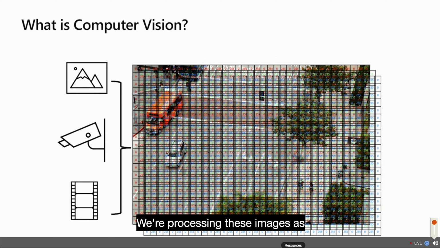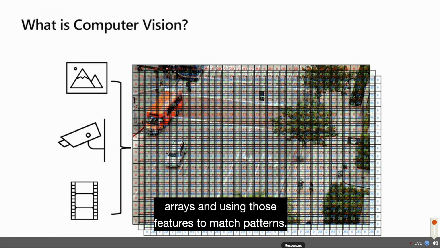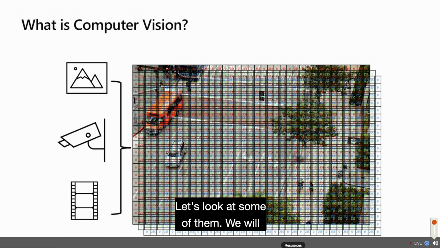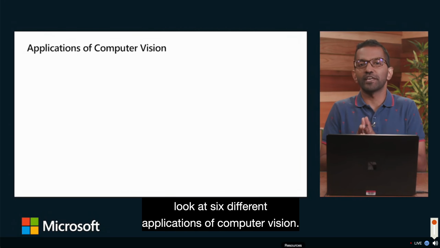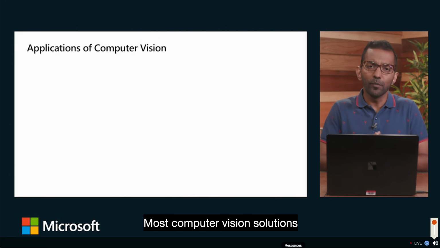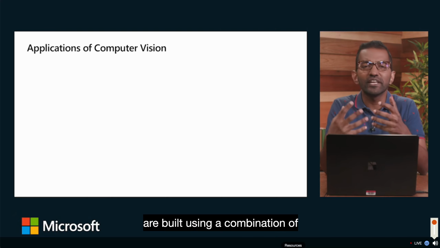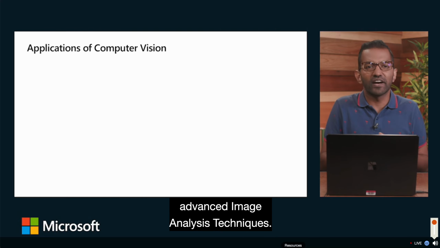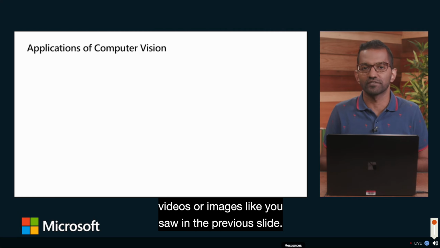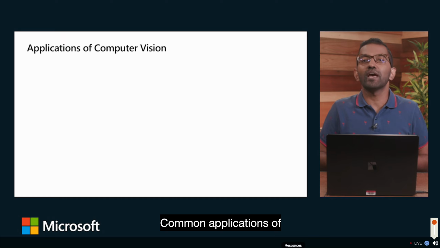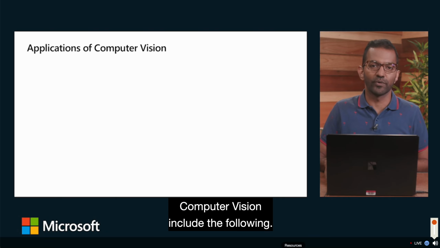So by processing these images as arrays and using those features to match patterns, computers carry out a variety of tasks. Let's look at some of them. We will look at 6 different applications of computer vision. Most computer vision solutions are built using a combination of machine learning models and some advanced image analysis techniques. They are all based on the visual inputs from the cameras, videos, or images, like you saw on the previous slide. Common applications of computer vision include the following.